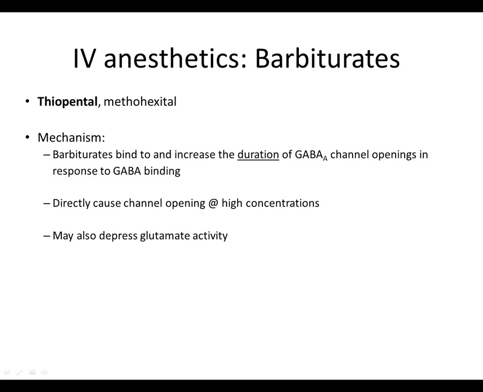So starting with the barbiturates, thiopental and methotrexate are examples that can be used in general anesthesia. The mechanism again is to bind to and increase the duration of action of GABA-A channel openings in response to GABA binding, and also to directly cause channel opening at higher concentrations. So there is some evidence that these drugs can also depress glutamate activity. Again, glutamate would be excitatory, GABA is inhibitory, so enhancing GABA activity, inhibiting glutamate activity, both of these would inhibit neuronal firing.